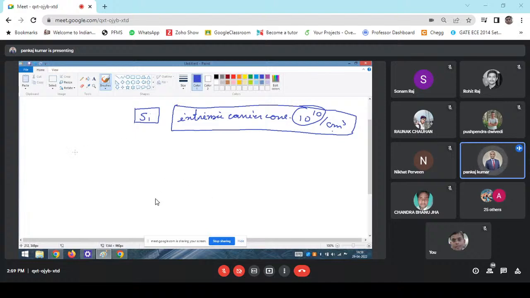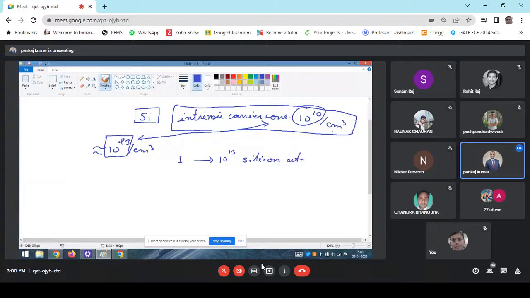So, in a 1 centimeter cube, the number of silicon atoms present is in the range of 10 to the power 23 per centimeter cube. This many silicon atoms are present in a 1 centimeter cube. Now if you compare this with the intrinsic carrier concentration, say 10 to the power 10, it is very less. There is only one charge carrier in around 10 to the power 13 silicon atoms in pure silicon.